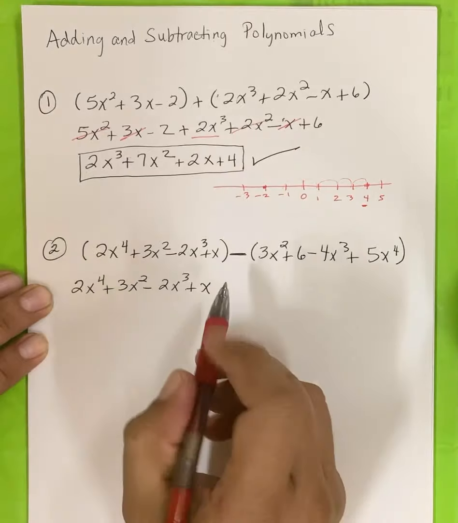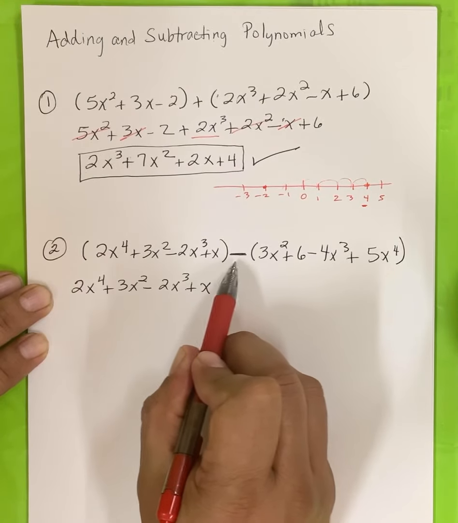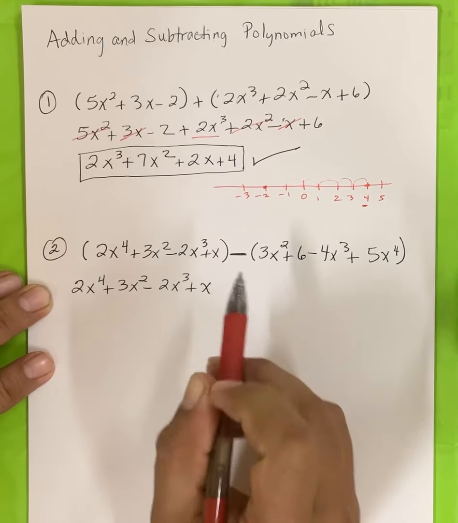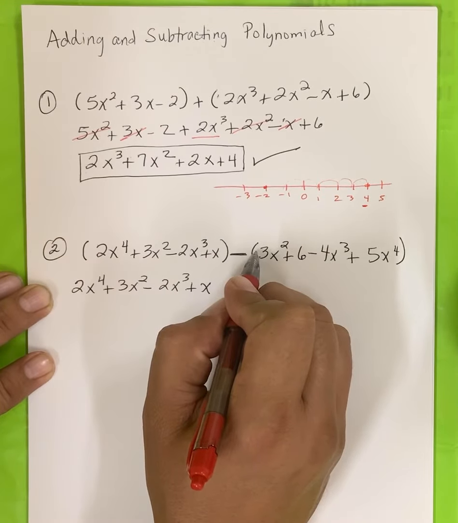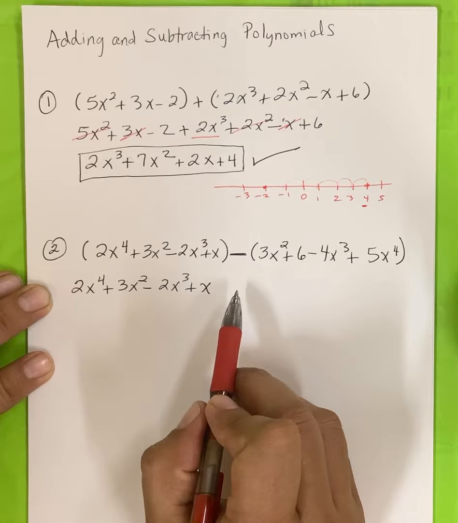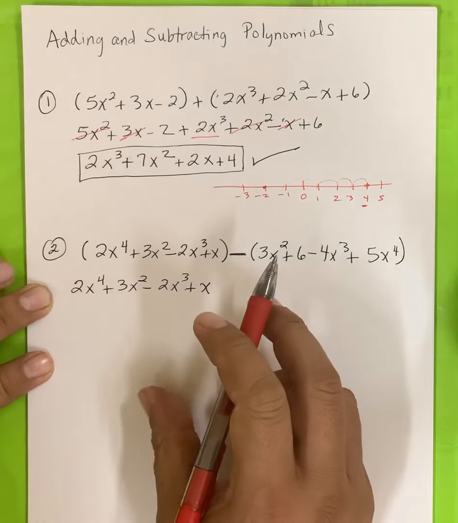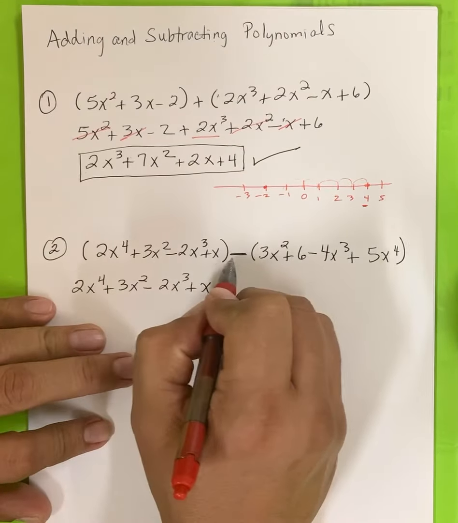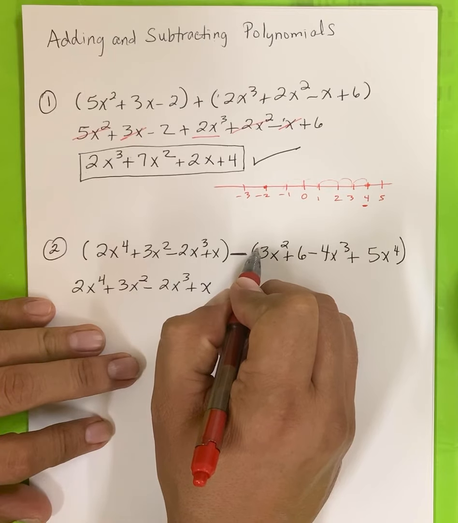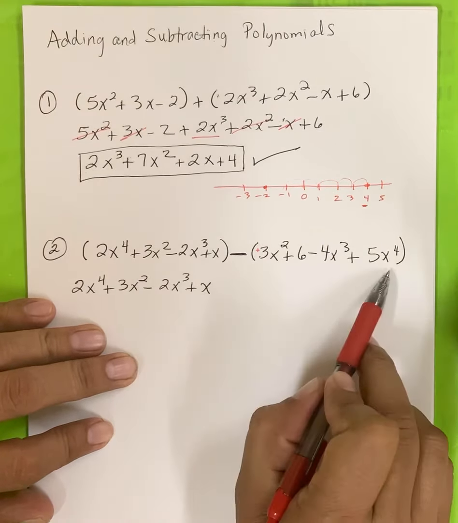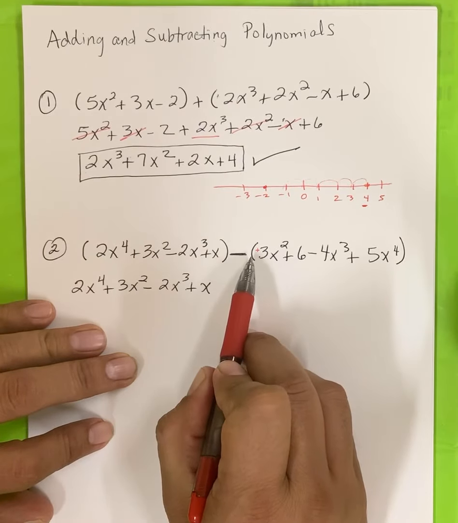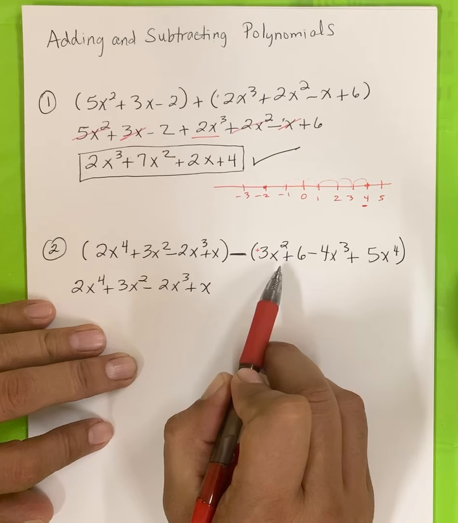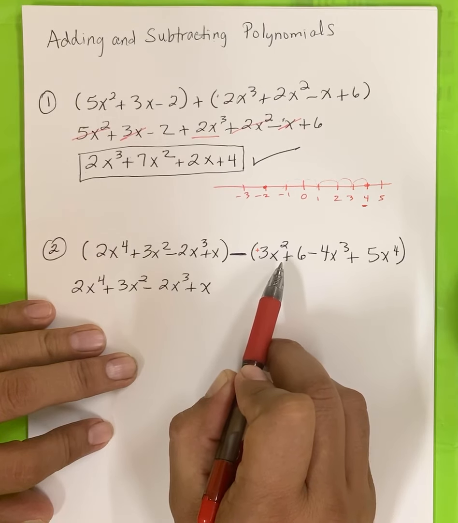So whenever we have a negative right here, a negative right here, and a positive right here, this is a positive, but we cannot see it. Whenever we have a negative here, and this is a positive, but we cannot see it, all the signs on this side are going to change. So if this is a positive, this is going to become a negative. This is a positive, it's going to become a negative.